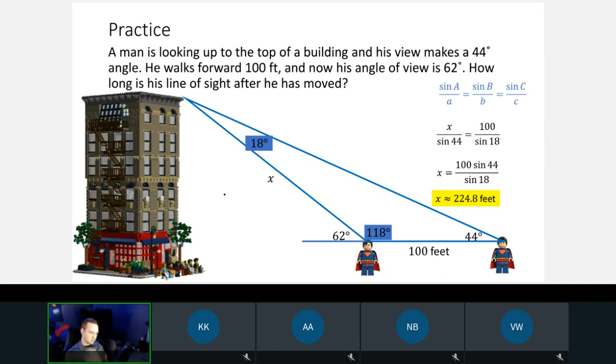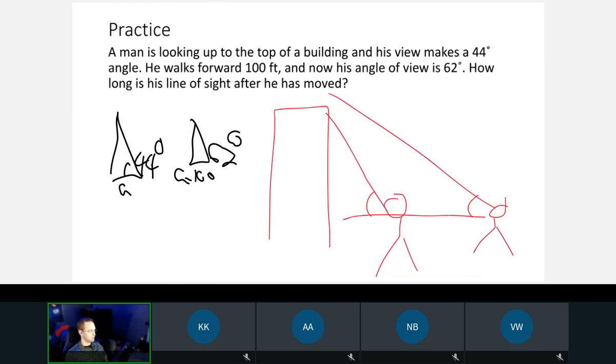I think the battle on these word problems is drawing your diagram. You've got to draw your picture. If you can't draw the diagram, you probably can't solve the problem, right? Okay, questions on this problem before we go to that first problem we did? No? Okay.